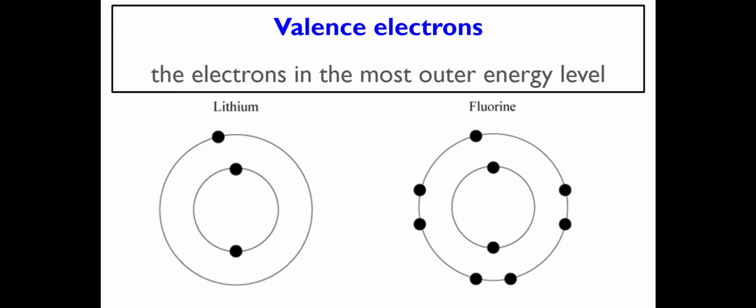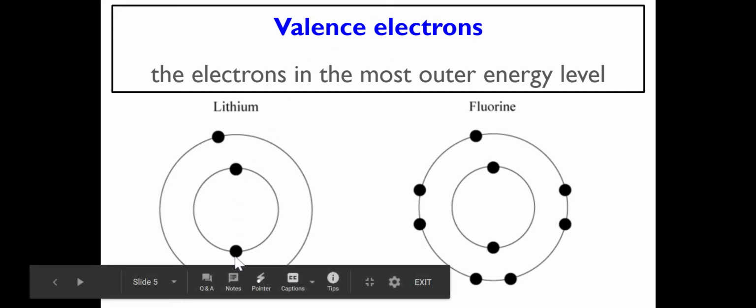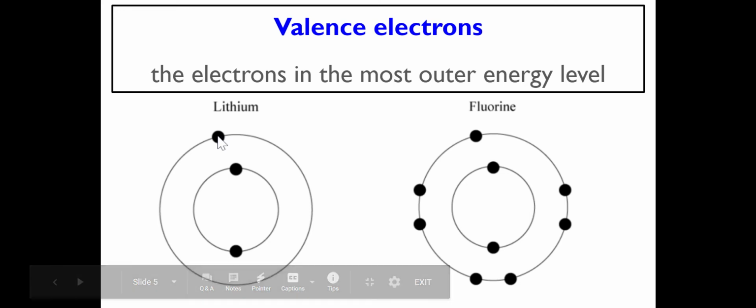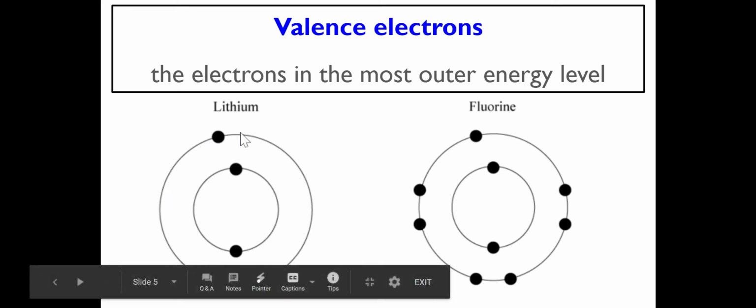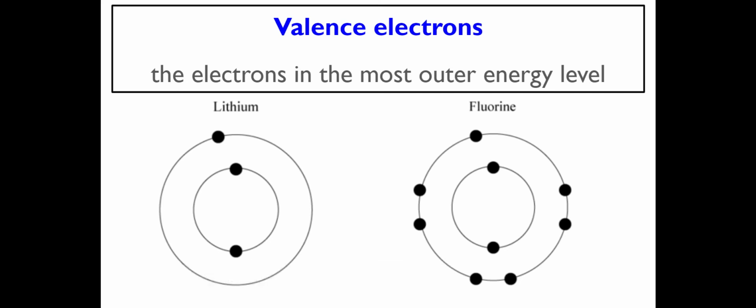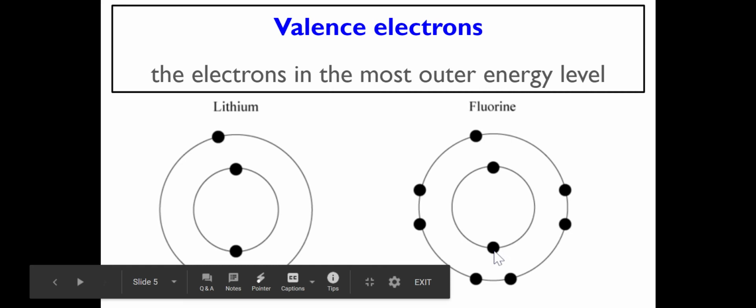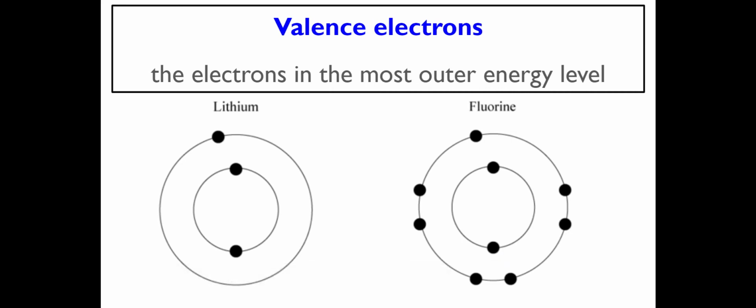Okay, so for example, lithium has 2 in the first energy level and 1 in the second energy level. The second energy level basically is the most outer energy level for lithium. It has 1 in there, so we call lithium has 1 valence electron. And for fluorine, it has 9 electrons. The first 2 go to the first energy level, and then we have 7 left in the second energy level. Again, for fluorine, the second energy level is the most outer energy level. It has 7 in there, so we say fluorine has 7 valence electrons. That's how we determine it.